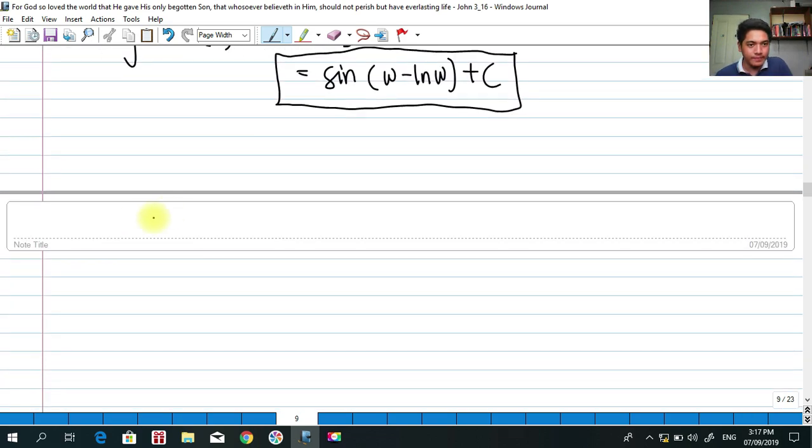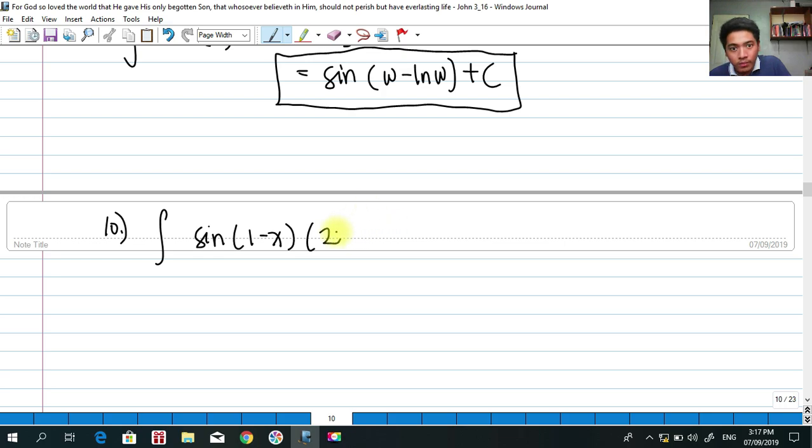So for number 10, we have the integral of sine(1 minus x) times (2 minus cosine(1 minus x)) raised to 4 dx, okay? As you can see here, it may look like a hard problem for us. But technically, we have two identities, the sine and cosine. So let's try as much as possible before we go on transposing this into some trigonometric identities.